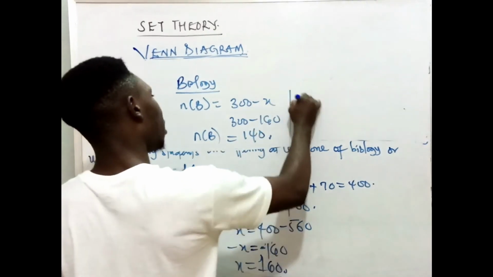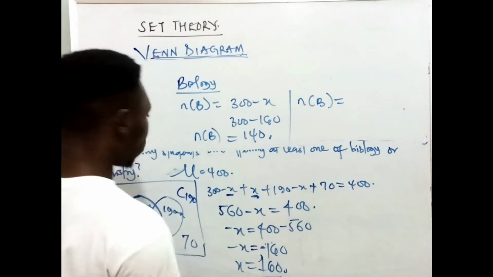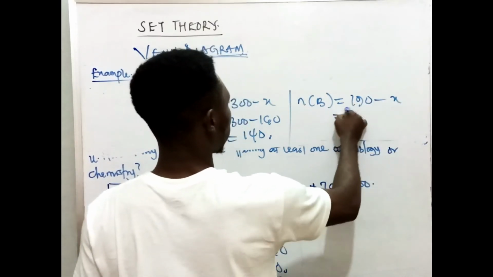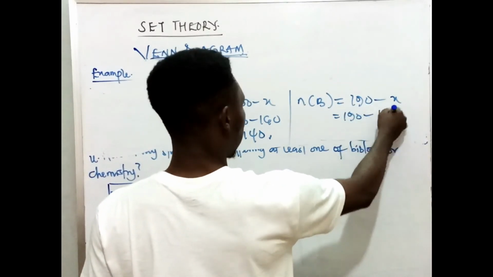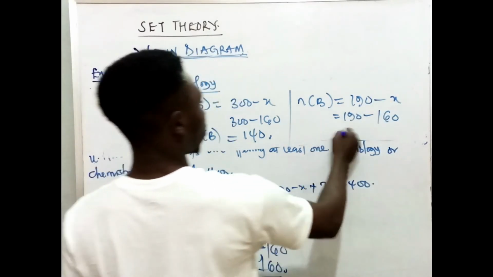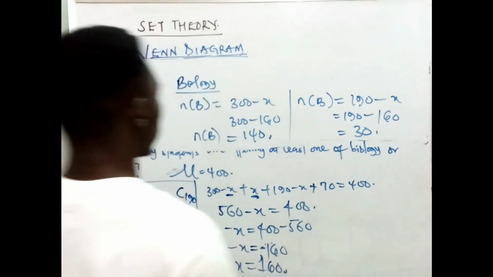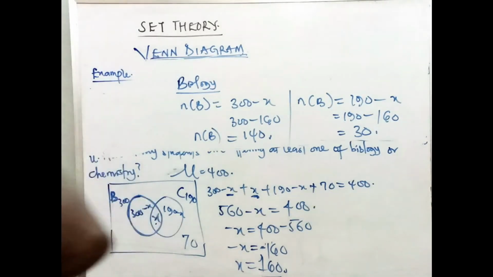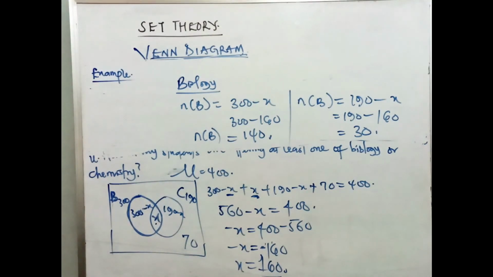140. The number that offers chemistry is equal to 190 minus x, that is equal to 190 minus 160, that is equal to 30. So therefore, the number of students that offer biology is 140, and the number of students that offer chemistry is 30.